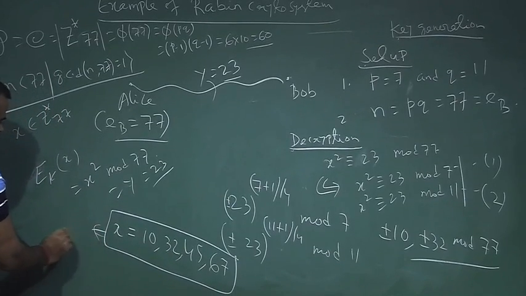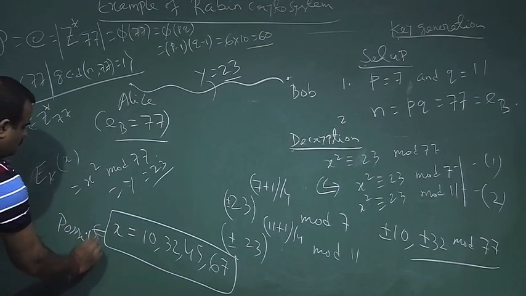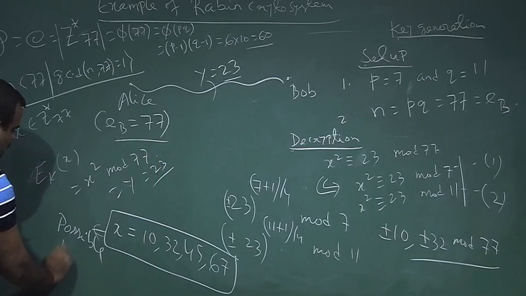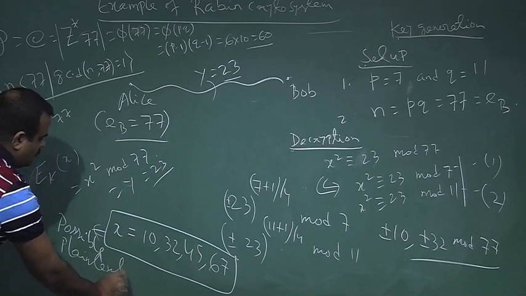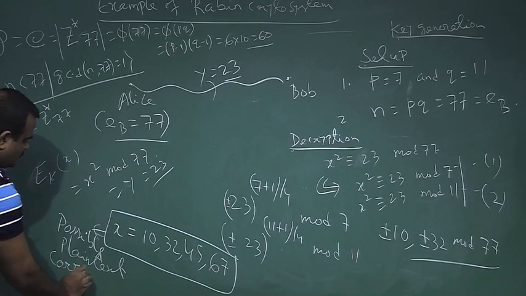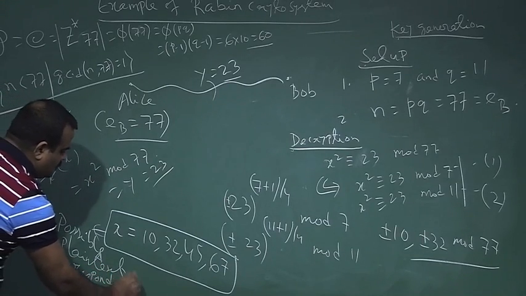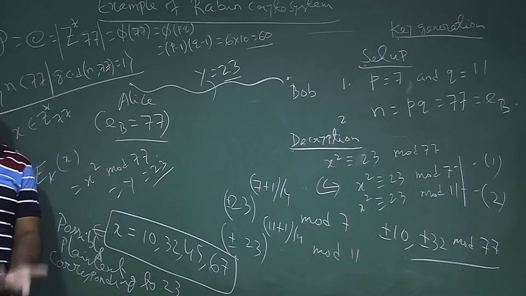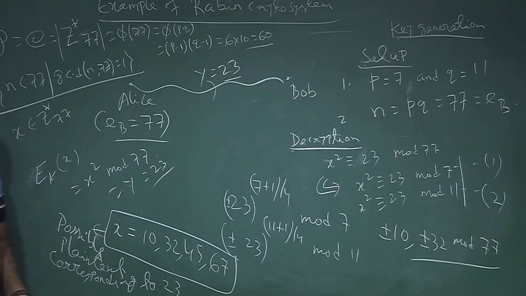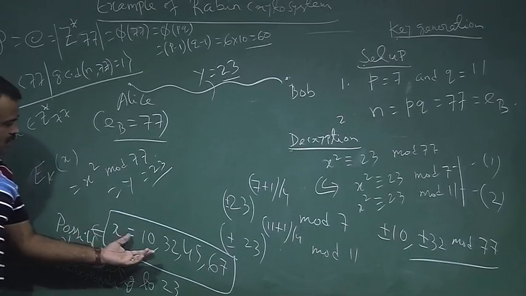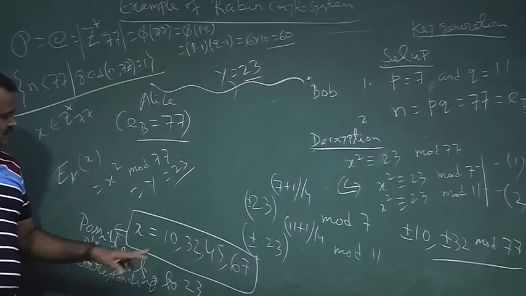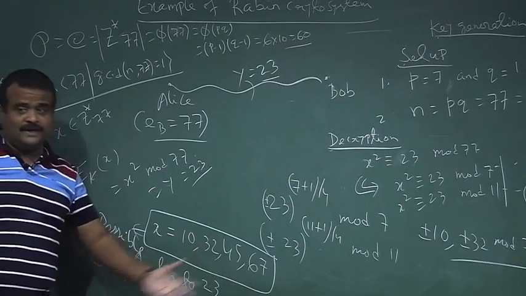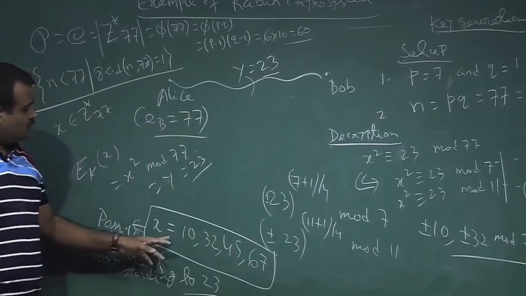Bob is getting all these possible plaintexts corresponding to the ciphertext 23. Now Bob will be confused about which one is the correct plaintext. That is why this system is ambiguous, not unambiguous. Bob has no way to know which plaintext Alice used among these. Bob is getting four plaintexts from this ciphertext 23, so he will be confused.